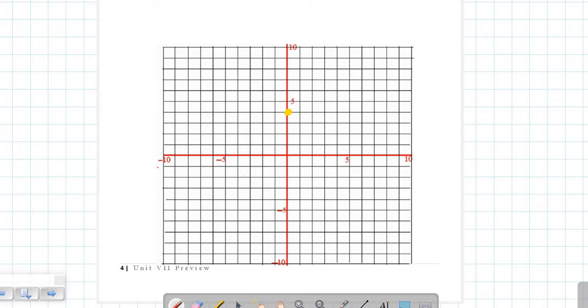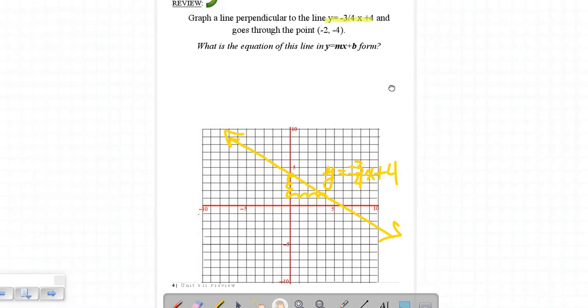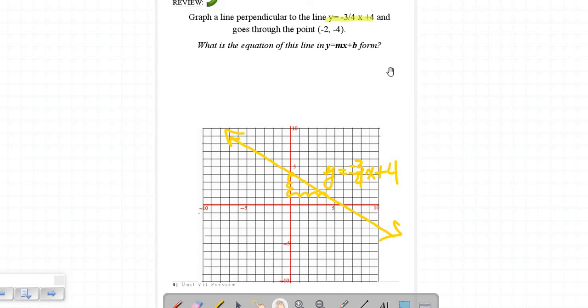And then our slope was negative 3/4, so that's down 3 and over 4. It's a negative line. So that's y equals negative 3/4 x plus 4. We want a line that's perpendicular to that line and goes through the point negative 2 and negative 4. So let's carefully graph negative 2 and negative 4.